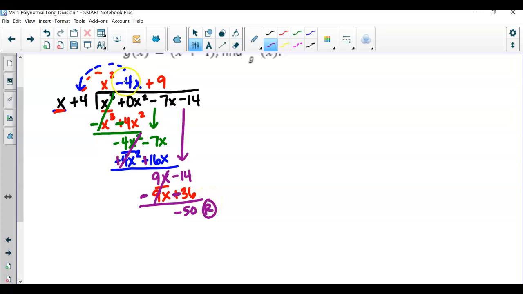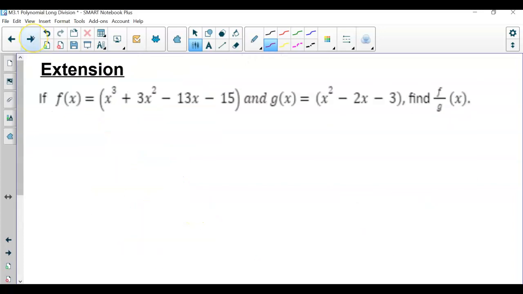So the answer is x squared minus 4x plus 9, but minus 50 over x plus 4. That is your remainder. So again, x plus 4 is not a factor of this polynomial because you got a remainder of negative 50. So with this last extension problem, notice how it's all the same except now you have 3 terms. So how about if you're trying this one, pause the video, just keep in mind instead of distributing to just one other, you're now distributing to 2 other terms. So try this one and let's see what you get.